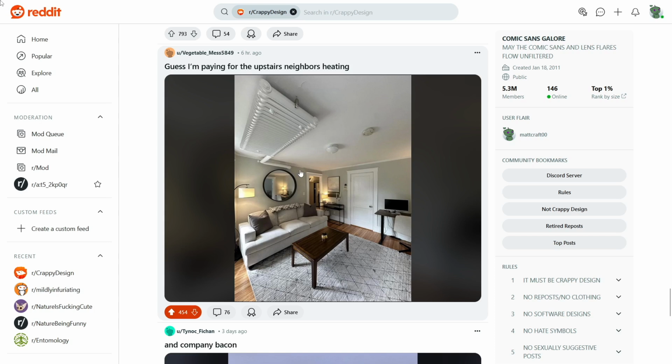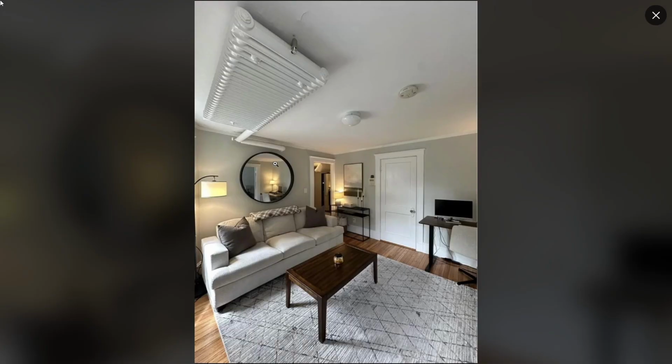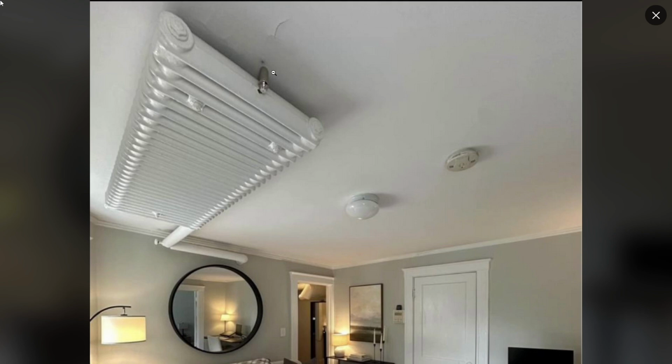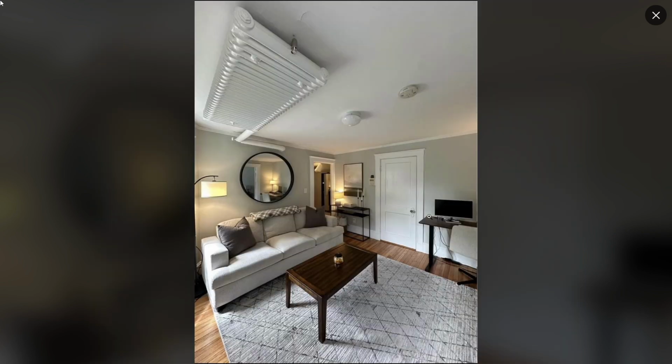Guess I'm paying for upstairs heating. Oh, shoot. Oh, what? Why is the radiator on the roof? Is that what I'm looking at? That's a radiator. Who put the radiator on the... That radiator is doing jack crap for anybody. It's heating the person upstairs. It's not doing anything for you.